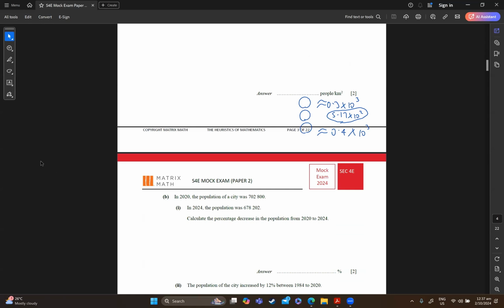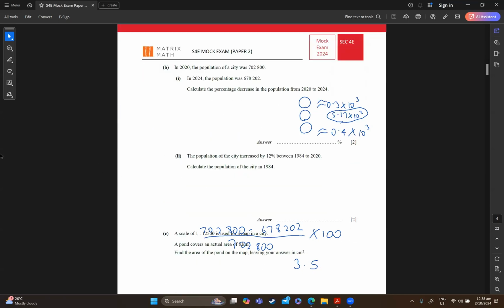Okay, B part 1. So it's always change over original times 100%. So the change is 702,800 minus 678,202 over the original. Then you simply multiply by 100, you will get 3.5%.